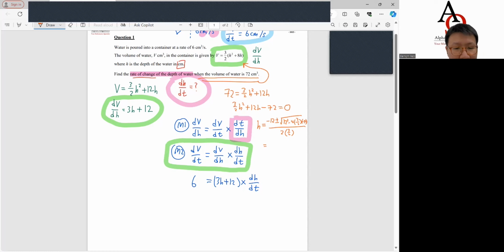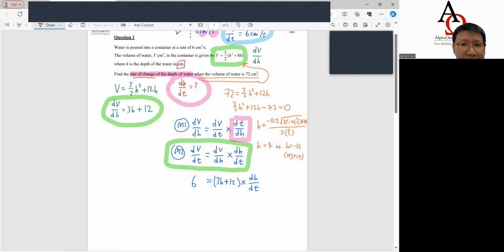Our a value is 3/2. Our b value is 12. And our constant term is negative 72. This will give us the h values of 4 or negative 12. As you all know, we are unable to use the value negative 12 because the depth has to be positive. So we'll reject this particular value and focus on using the depth as 4 cm instead.